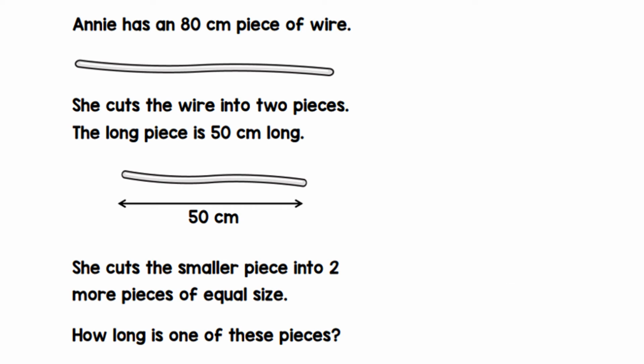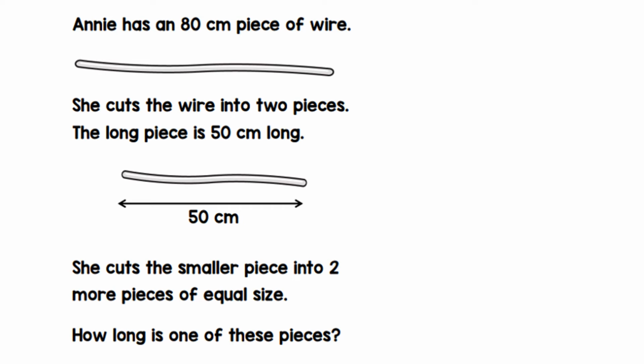So for the next question, it says Annie has an 80 centimetre piece of wire. There it is. She cuts it into two pieces. It's not equal pieces. The long piece is 50 centimetres long. And then the smaller piece she then cuts into two more pieces of equal size. How long is one of these pieces?